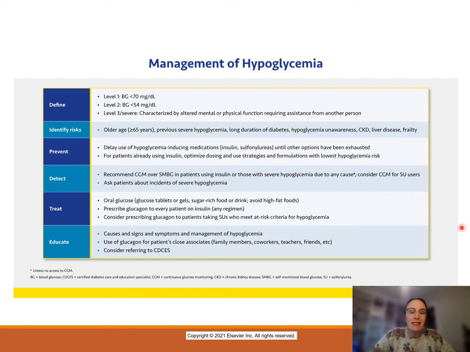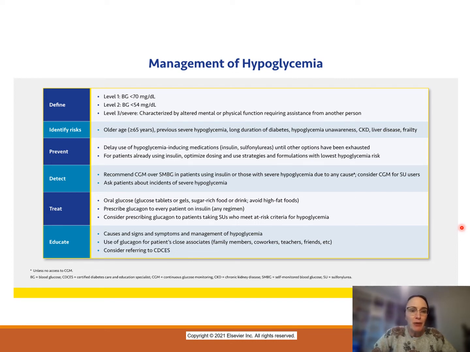Now, if it's less than 54, that's considered more severe or moderate. And if it's a severe one, then it's usually not necessarily even blood sugar based, but it's characterized by altered mental status or physical functioning requiring assistance from another person. So you're passed out at work, you can't give yourself juice, somebody's trying to help you. That's more of a severe hypoglycemic event.